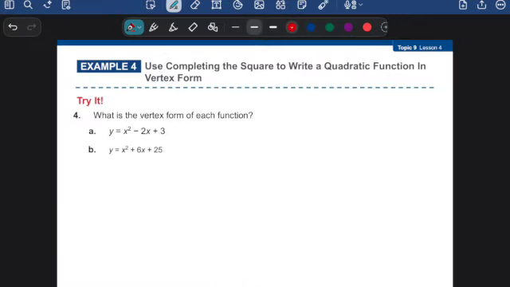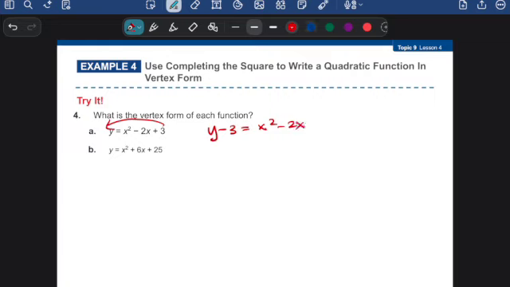So here we go. Notice it's not equal to a constant right now, but we want to make it a perfect square trinomial and factored. So let's move this constant out of the way because it's not a perfect square trinomial. That means I'm going to have y minus 3 equals x squared minus 2x.